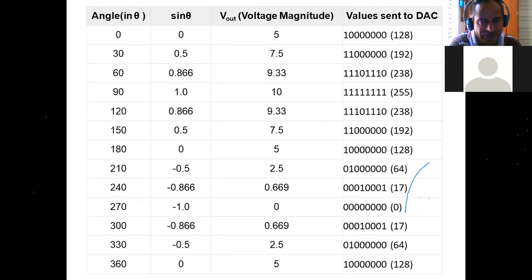Using this 0.5 into 5, 2.5 plus 5 volts, we get 7.5 volts analog output. To get analog voltage 7.5 volts, we must apply a digital input 11000000 like this. So we have given all the 12 values for every 30-degree increment. So these values are stored in a memory.